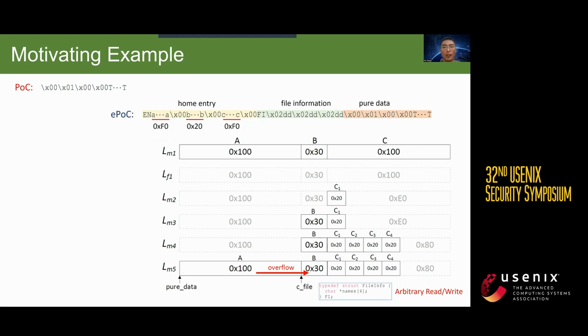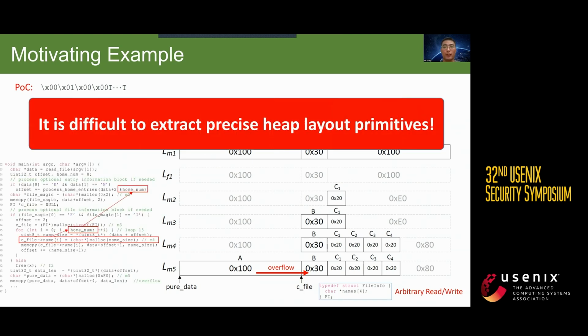It contains both entry and file information, and the final exploitable layout is shown as LM file here, where C file is placed right after pure data, and overflowed data corrupts the pointers in C file, which can be used to construct an arbitrary write or read. It is difficult to extract precise heap primitives. For example, the number of times that M4 executes depends on the logic in precise form entries, which is difficult to model.